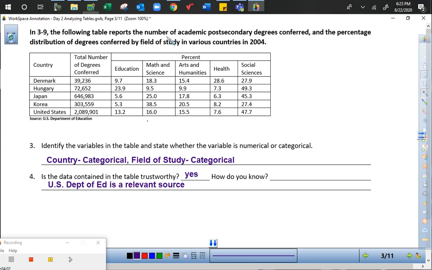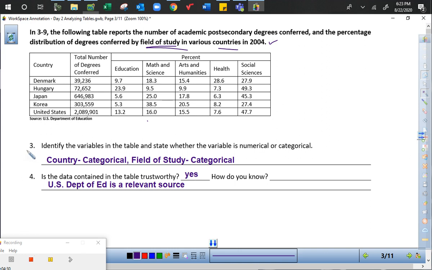It says it reports the number of academic post-secondary degrees conferred. That just means finished and officialized, and the percentage distribution of degrees conferred by field of study in various countries. So it breaks us down by those two things we just talked about. And this was conducted in 2004.